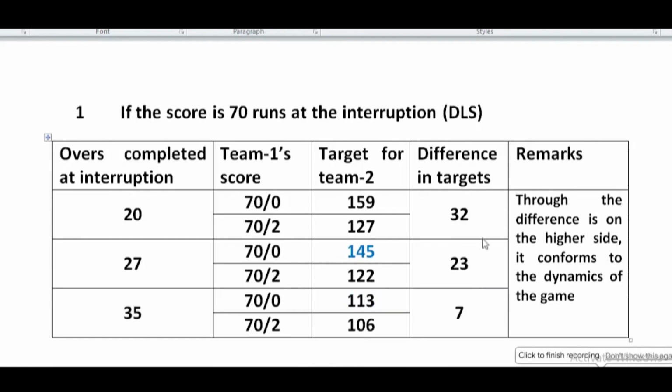Now see this table. Here I have taken interruptions at 3 stages, 20, 27 and 35, and team 1's score is 70 runs.